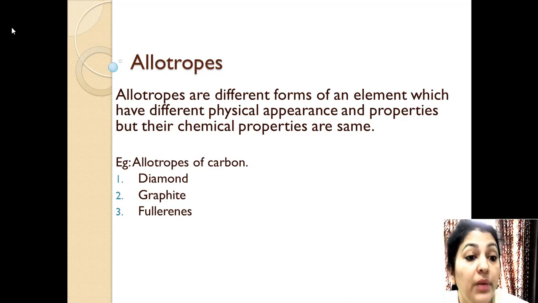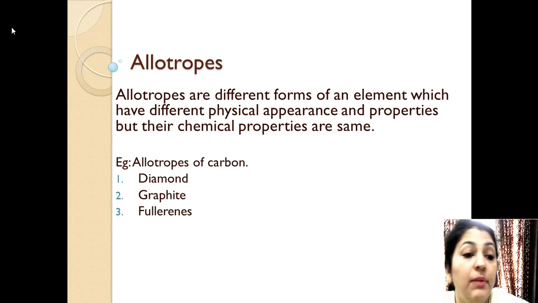According to Hindu belief, we know that God exists in different forms, like Vishnu, Brahma, Krishna, Shiva, etc. Isn't it? They are different forms of God. Their appearance is different, but they are gods, isn't it? Similarly, allotropes are different forms of an element which have different physical appearance and physical properties. But their chemical properties will be the same.